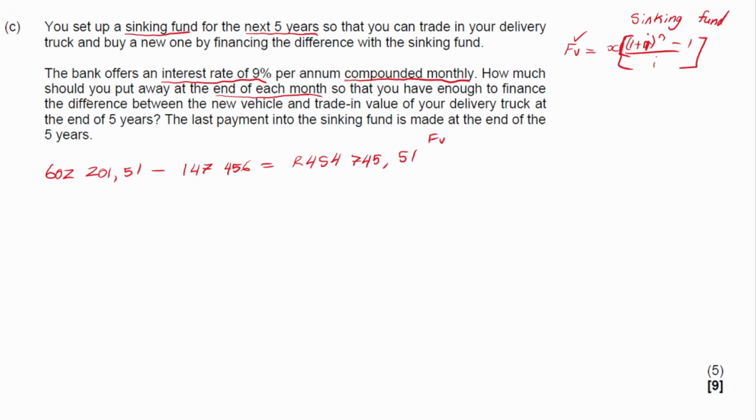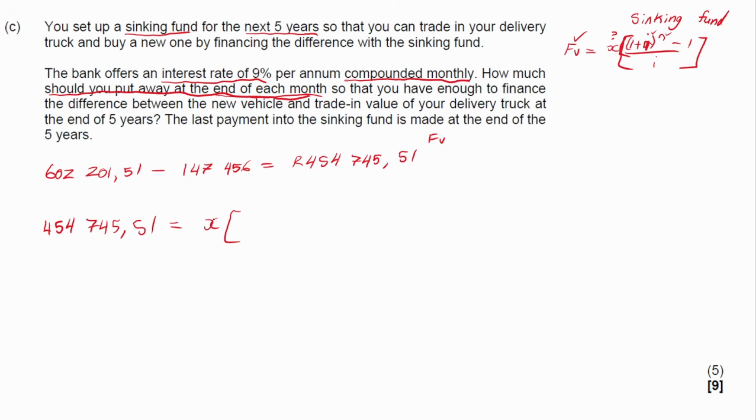We don't know what our monthly payment is, because they're asking us here: how much should you put away at the end of each month? So what we don't know is this x. We need to solve for x. We know the interest rate and we know the number of periods. We need to be a bit careful with the number of periods, but let me show you. I'm using that formula. I know my future value is this value over here, and I need to solve for the amount that I'm putting away each month.